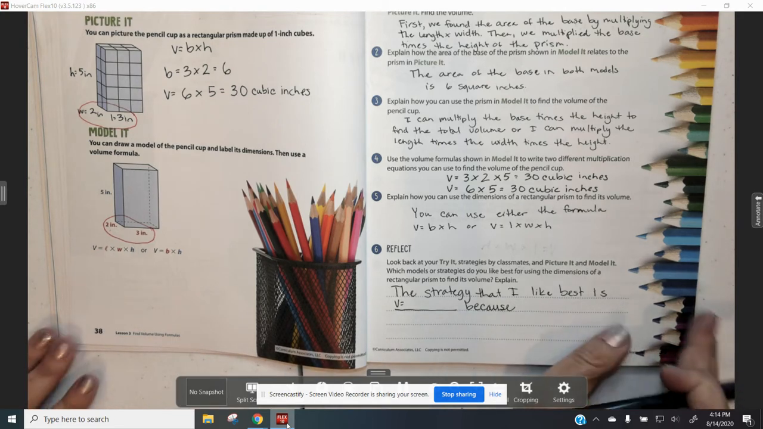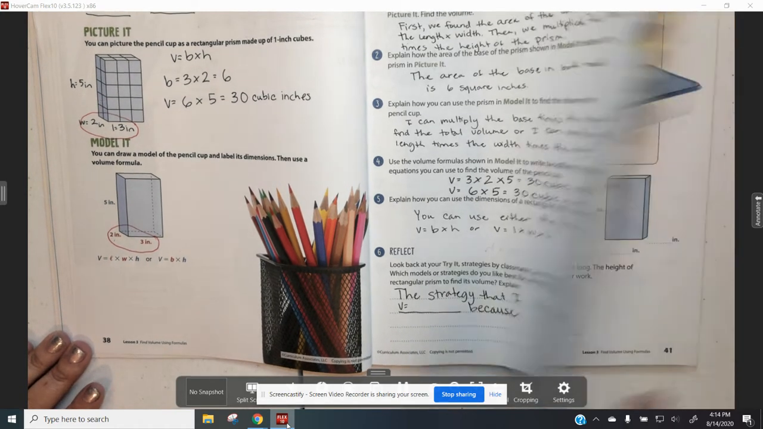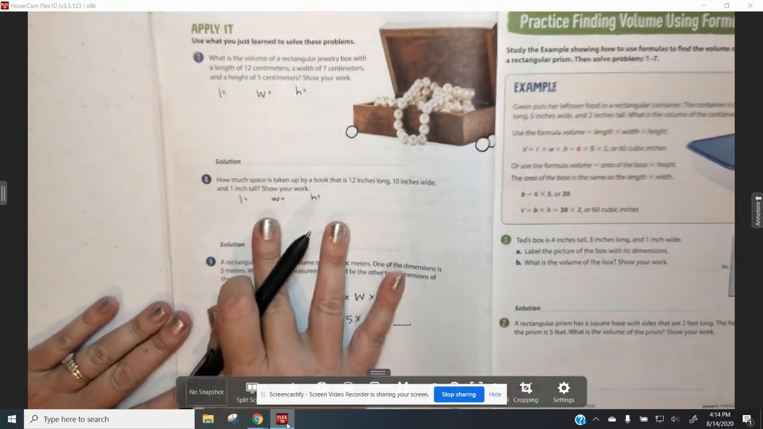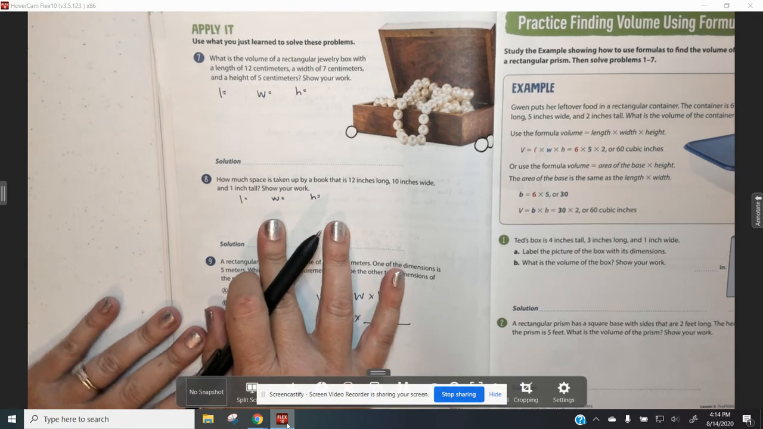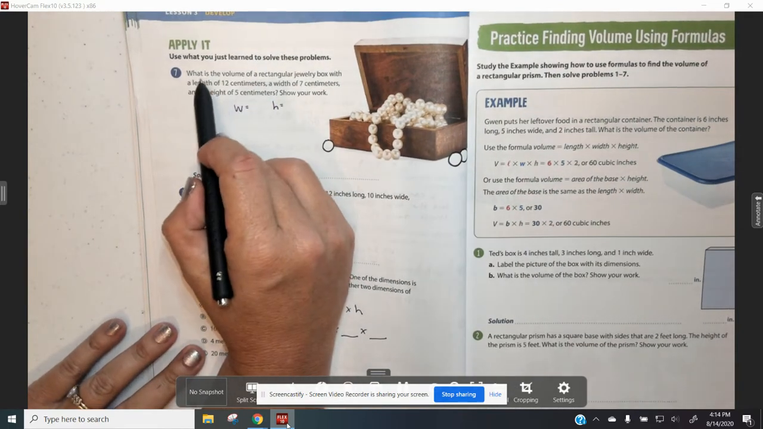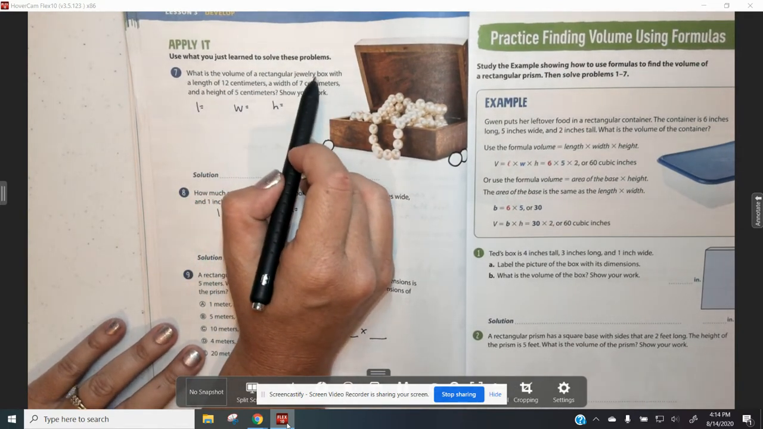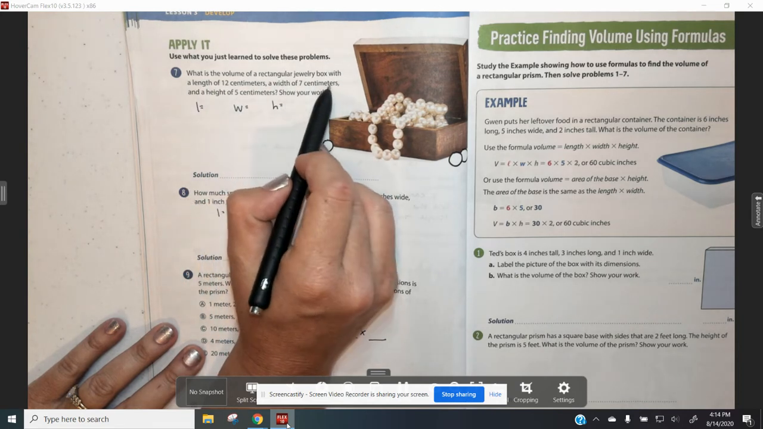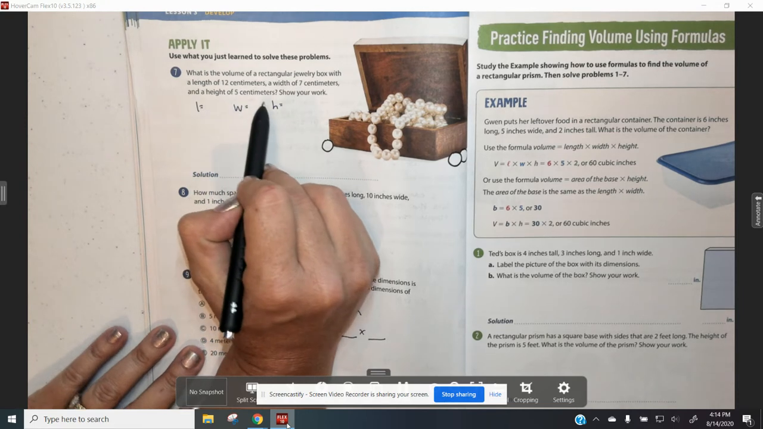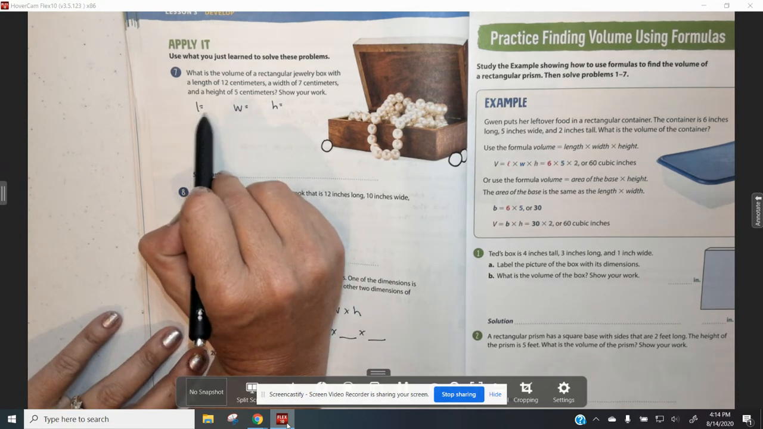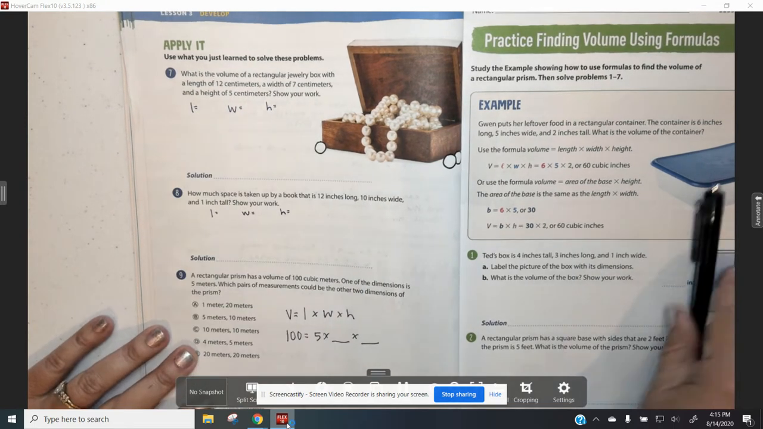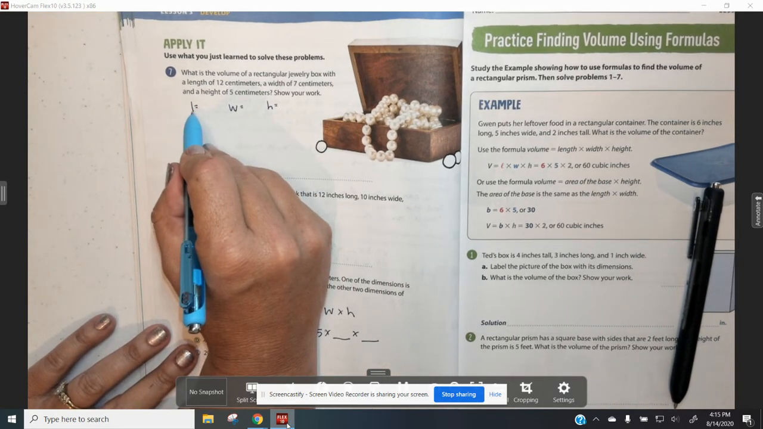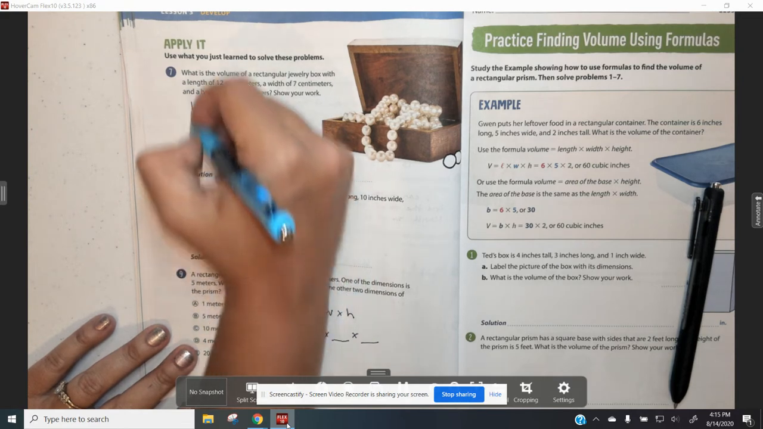All right, before we get to independent practice today, we're going to turn the page, go to page 40, and we are going to do these 3 problems to make sure that we know what we're doing. So, number 7 says, what is the volume of a rectangular jewelry box with a length of 12 centimeters, a width of 7 centimeters, and a height of 5 centimeters? I went ahead and wrote L, W, and H for length, width, and height. So let's go ahead and fill it in. The length is 12 centimeters.